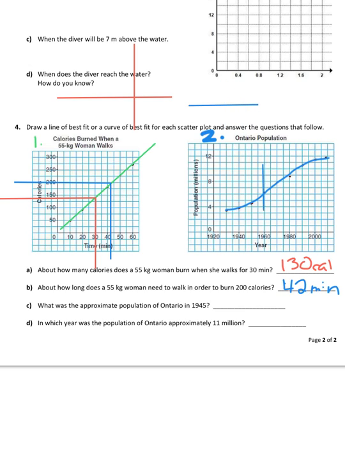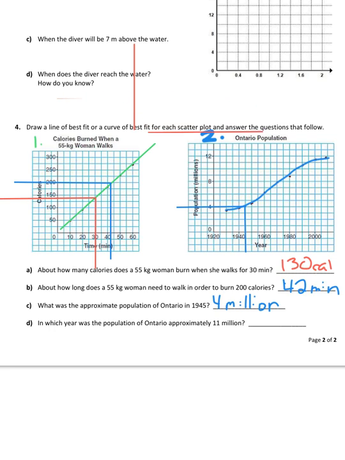Okay, time to predict the approximate population of Ontario in 1945. So we go to 1940, there's 1950, so 1945 would be here. Read across. About 4 million.